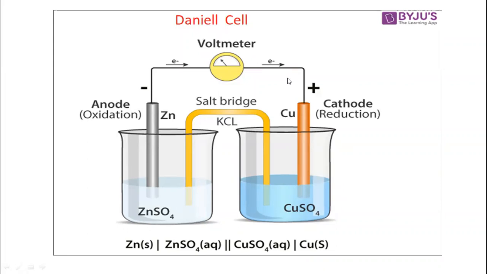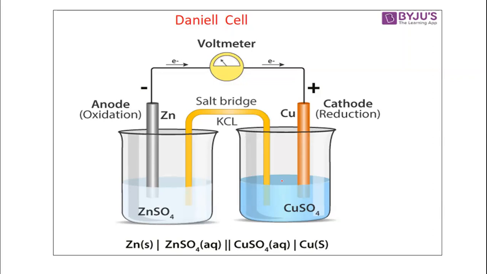In the Daniell cell, two single electrodes are connected to each other. One electrode is the zinc electrode and the other electrode is the copper electrode. You can see in this diagram, a zinc metal plate or zinc rod is dipped in the solution of zinc sulfate, and a copper metal plate or copper rod is dipped in the solution of copper sulfate.